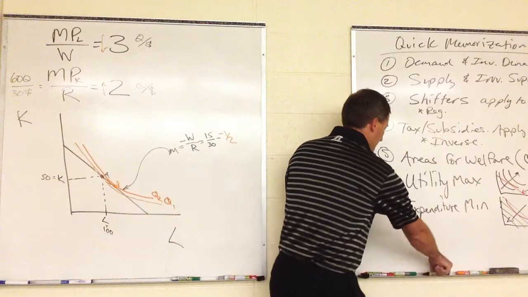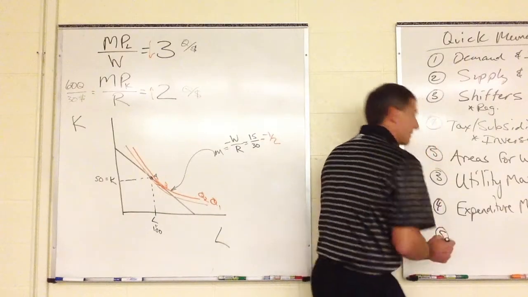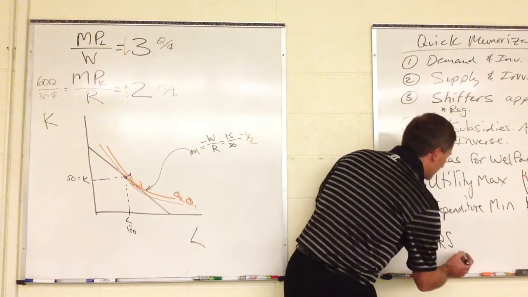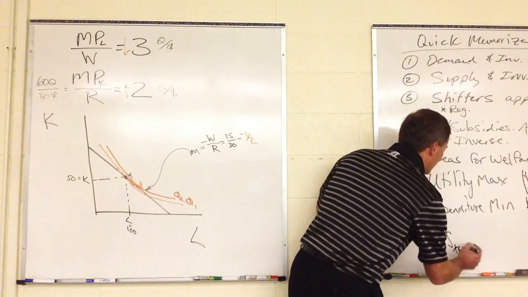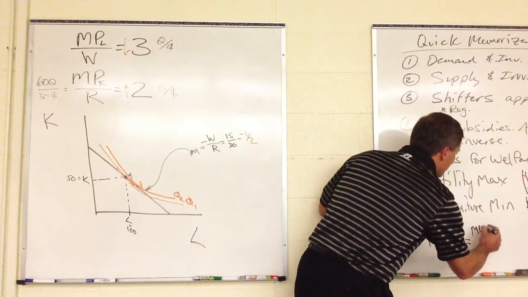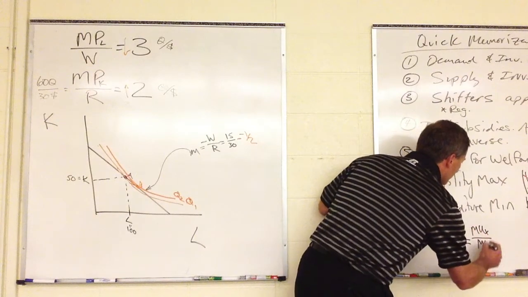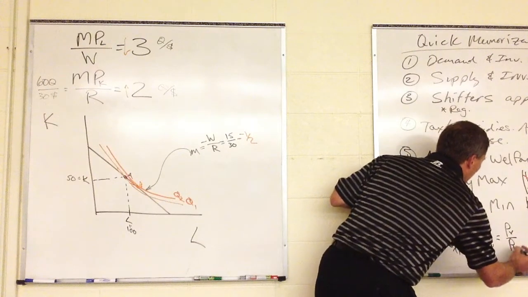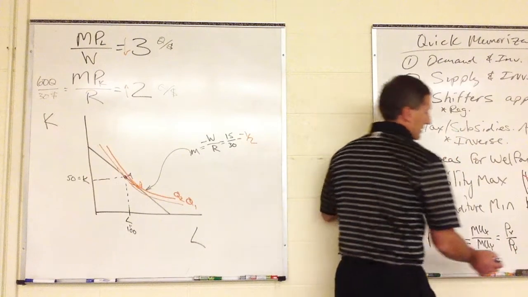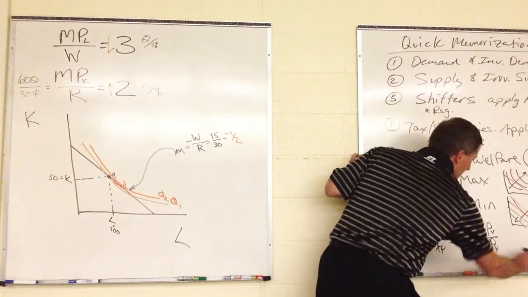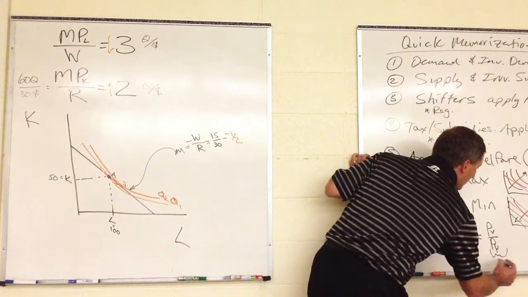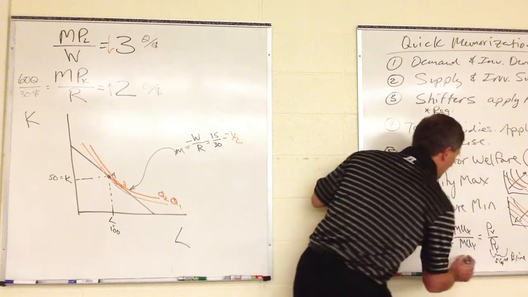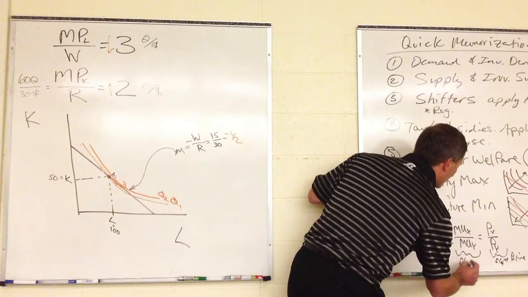For each of these problems, the utility maximizing condition is always the same. The marginal rate of substitution between goods X and Y, which is the marginal utility of X over the marginal utility of Y, equals the price of X over the price of Y. And this is the slope of the budget line. And this is the slope of the indifference curve.